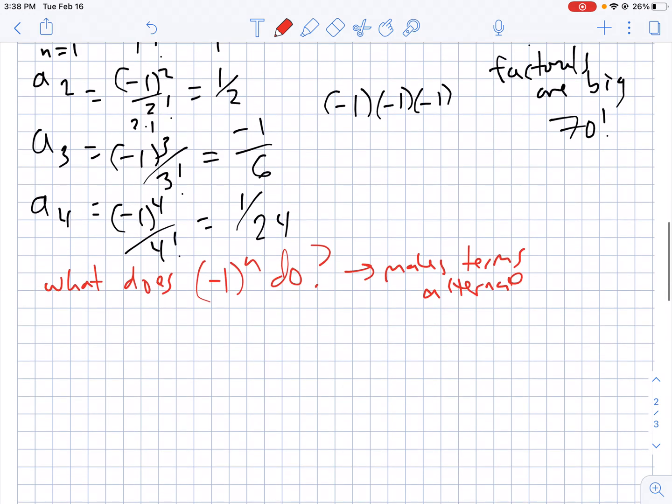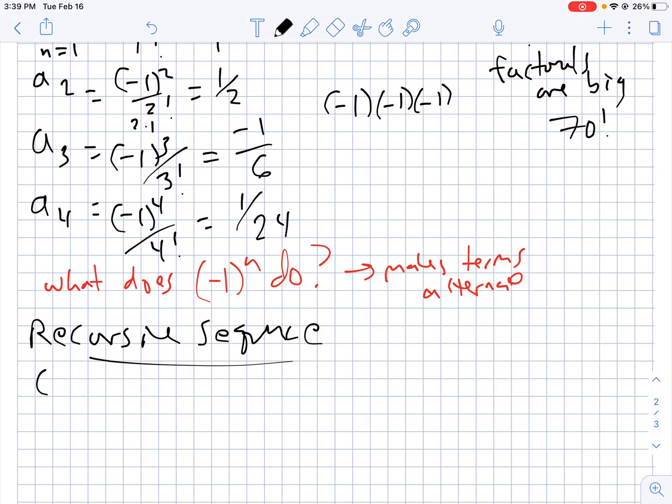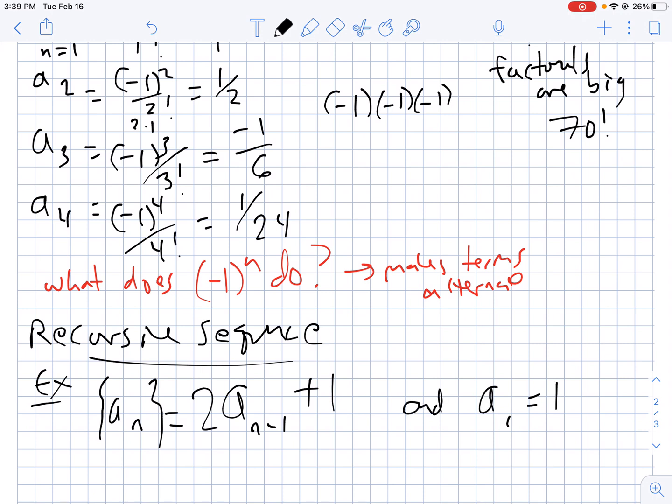One other thing that we're going to talk about is a recursive sequence. And you'll see these sometimes. These are kind of cool. A recursive sequence looks like this. It says, for example, say a sub n is equal to 2 times a sub n minus 1 plus 1. And they'll also tell you, say, a sub 1 is equal to 1, and ask you to find, I don't know, like a sub 2, a sub 3, a sub 4.